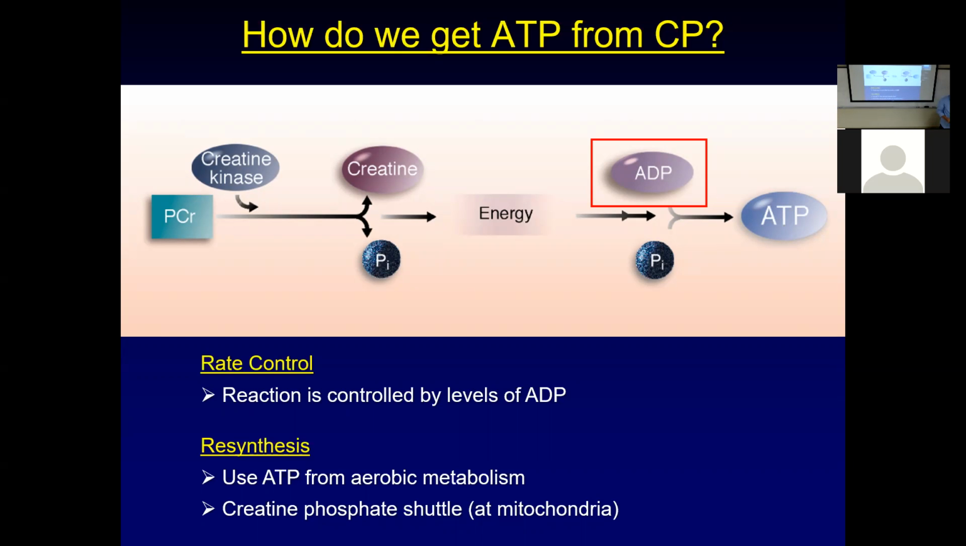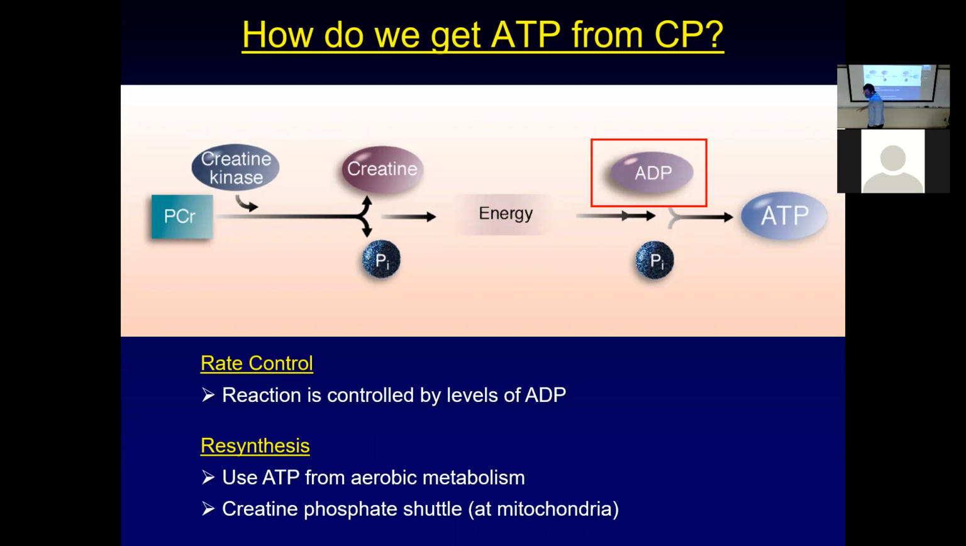So very simple reaction. That's why it's very fast. Okay. The thing that controls the rate of this reaction is primarily ADP. Okay. Primary rate control is ADP. As long as we've got some creatine phosphate, we've got the enzyme, right? Then as ADP goes up, it drives this thing to the right. As ADP goes down and ATP goes up, we're going to start driving ourselves back to the left. Okay.